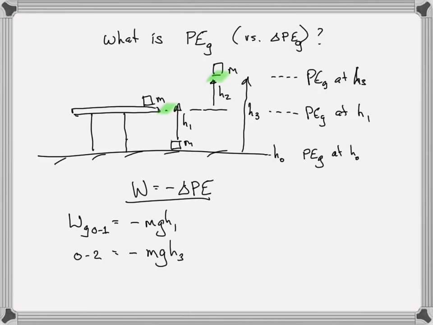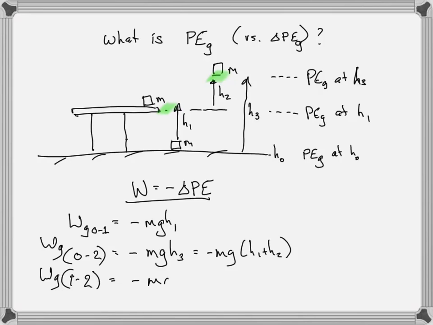Don't get confused, because I'm calling h2 the height above the table, and I'm again lifting it from the ground, so 0 to 1 to 2. We could have said that's minus mg(h1 plus h2). Maybe that would have made more sense. Okay, that's the work done by gravity. And let's say I put it on the table, and then I lifted it up from the table. The work done by gravity from 1 to 2, I've lifted it through a height h2, so it's minus mgh2.